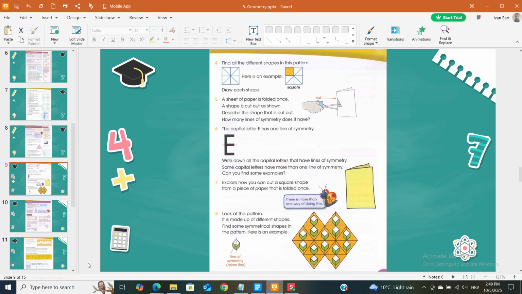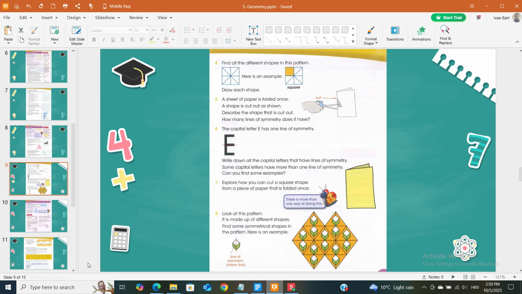6. The capital letter E has 1 line of symmetry. Write down all the capital letters that have lines of symmetry. Some capital letters have more than 1 line of symmetry. Can you find some examples? 7. Explore how you can cut a square shape from a piece of paper that is folded once. There is more than one way of doing this.